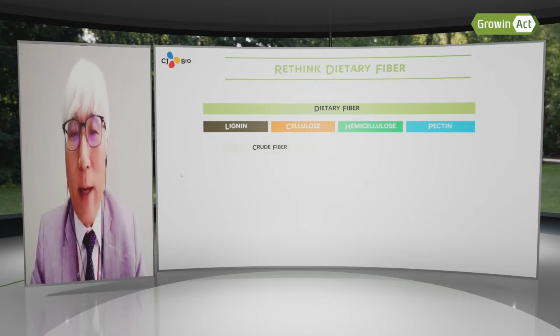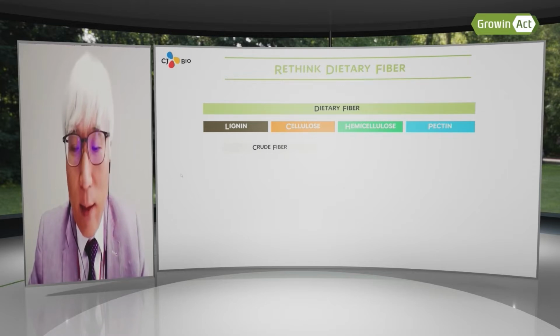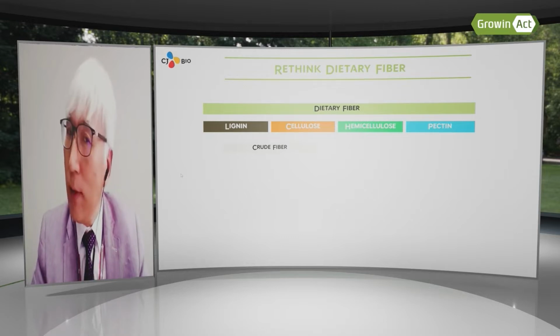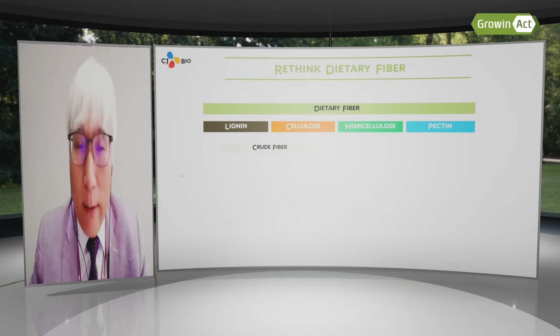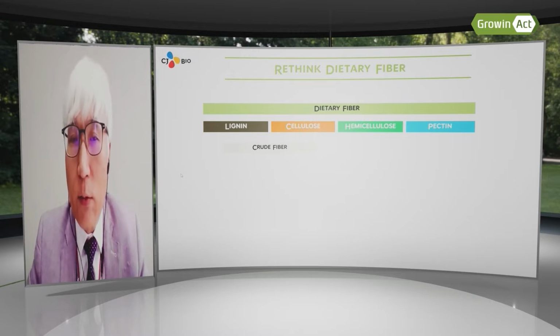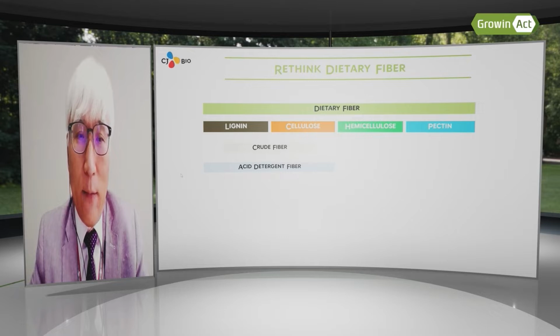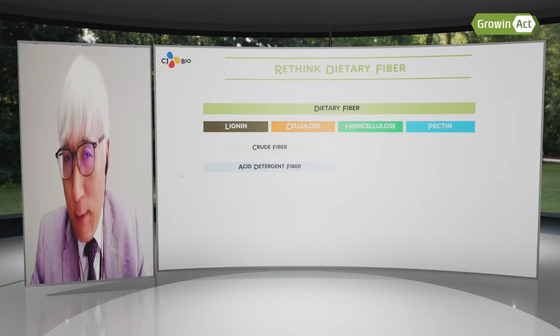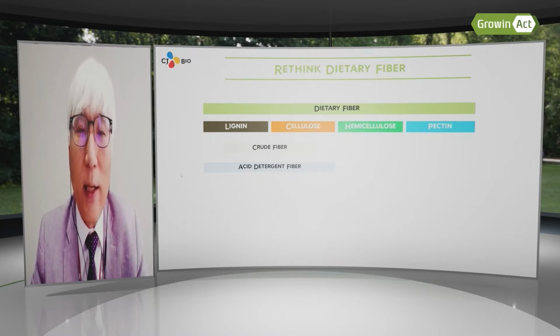And a lot of studies based on crude fiber are still being used as a reference to explain the role of fiber in monogastric animal nutrition. But remember that it only detects a very small fraction of fiber and doesn't represent the whole fraction of dietary fiber.